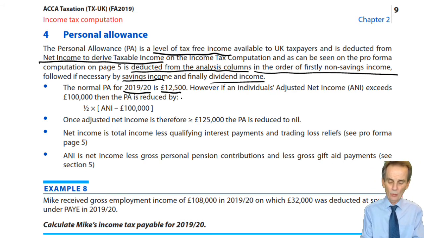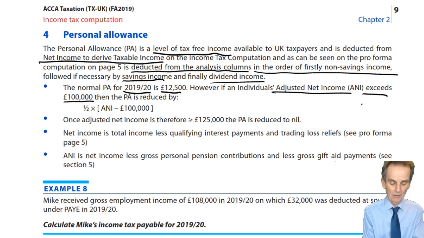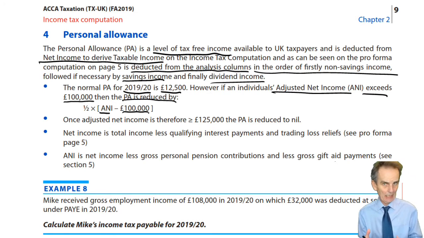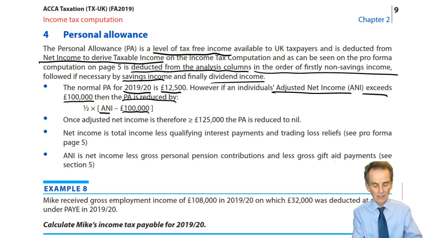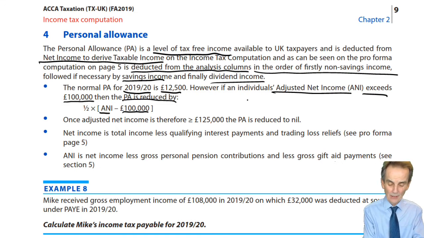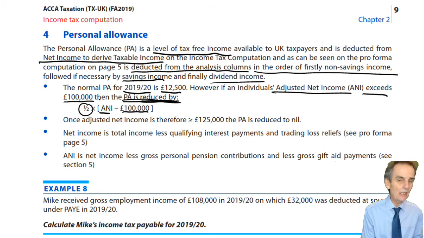But if, as we've said, the individual's adjusted net income, to be defined in a moment, exceeds £100,000, then the personal allowance is reduced by half of the excess. We take the figure of adjusted net income minus 100,000. So we're looking at the excess of the taxpayer's adjusted net income for the tax year over the adjusted net income limit of £100,000, and we take half of that excess as a reduction. So the normal personal allowance is 12,500. That is the reduction in your normal basic personal allowance. It is not the calculation of the personal allowance. It's the reduction. That half, or if you like percentages, 50%.